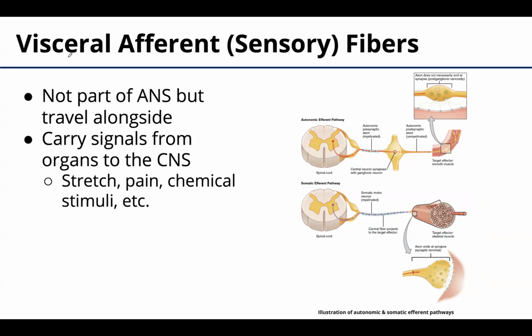Before we move into specifics of the divisions, I did want to mention visceral afferent or sensory fibers. The autonomic nervous system is a motor system and only a motor system. It is not sensory. So these visceral afferent fibers are not officially part of the ANS, but they do accompany the fibers of the ANS and will carry signals from organs to the central nervous system.